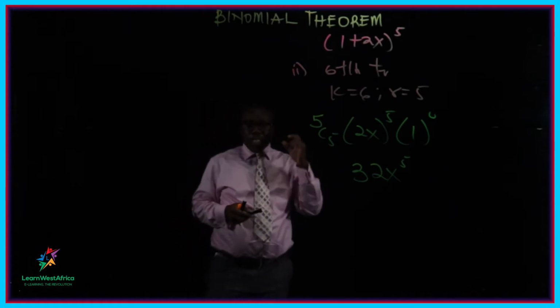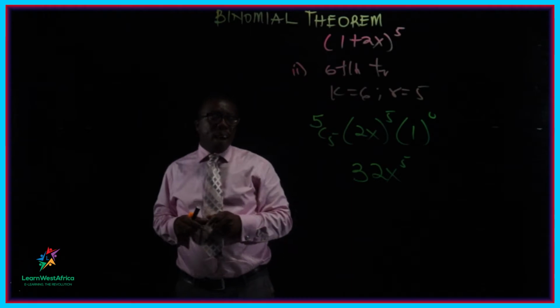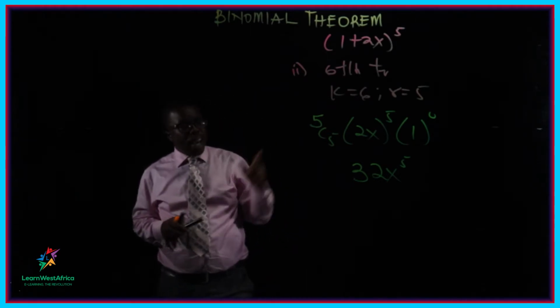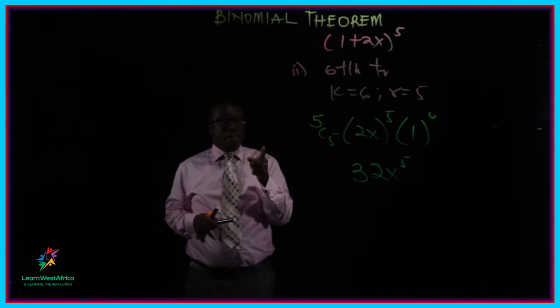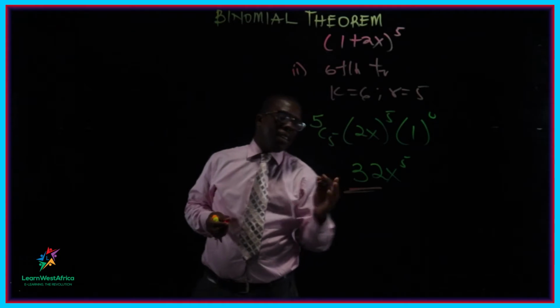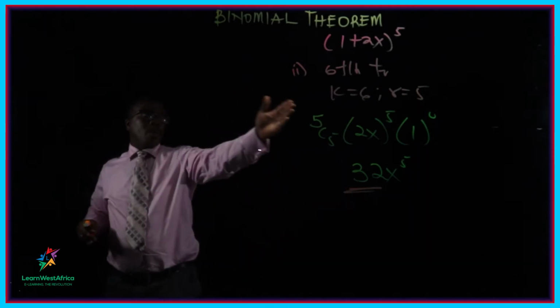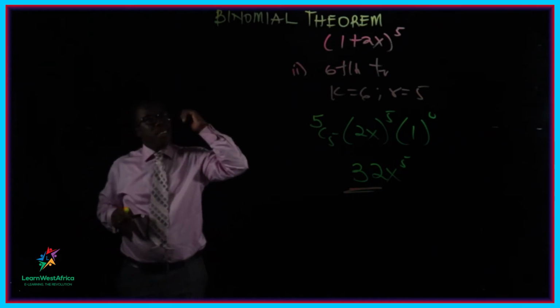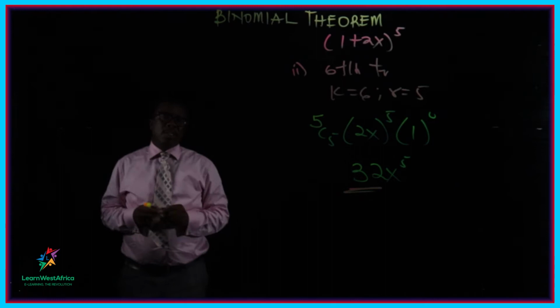So the coefficient of x raised to the power 5, the coefficient of x in the fifth term, is going to give us 32, because 32 is the constant that is found here. That is also very simple. So for the second part, where we are asked to find the coefficient of x in the fifth term, the answer is 32.